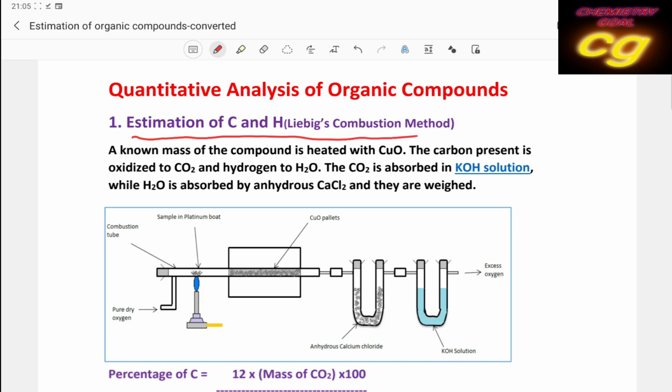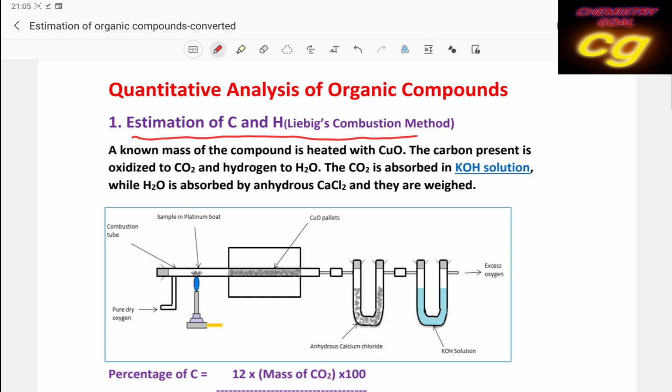Estimation of carbon and hydrogen can be done by Liebig's combustion method. The method name is Liebig's combustion method. In this method, what happens? The organic compound will be taken in a test tube containing copper oxide. When the mixture of organic compound and copper oxide is heated strongly, then what happens?